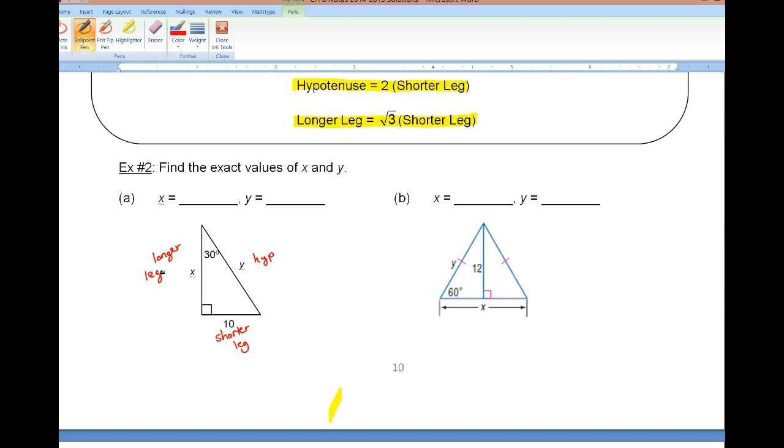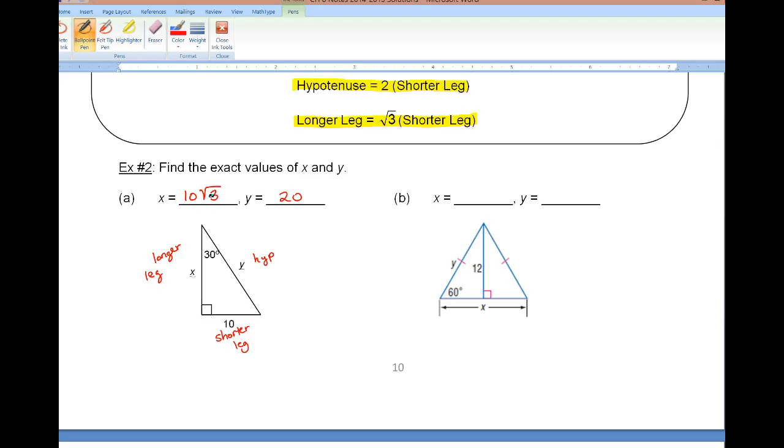Now, I think for this one, it's pretty straightforward, right? We already said the hypotenuse is 2 times the shorter leg. So if the shorter leg is 10, then this is 20. And what's x? 10 root 3. Yeah, this is really tough.